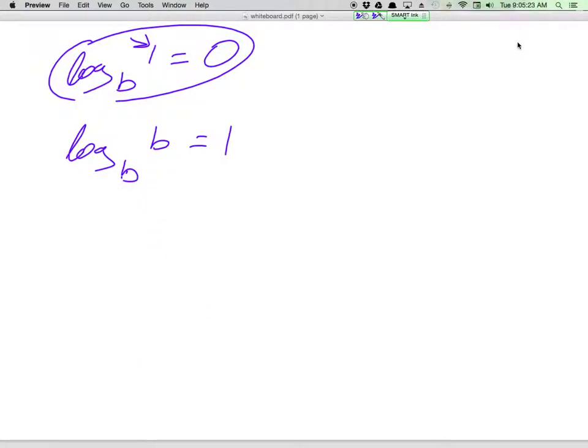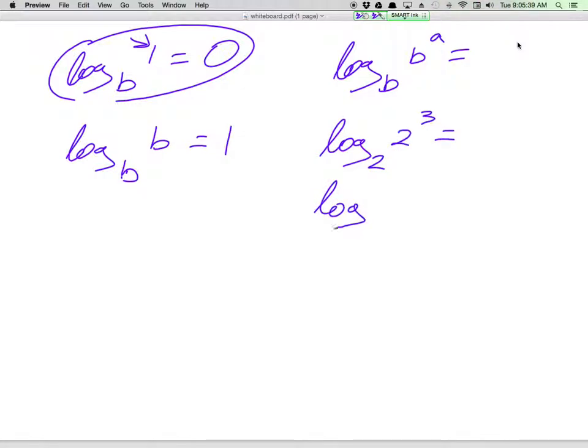Alright, next one. Okay, this one is log base b of b to the a power. So what it's asking is, if I have log base 2 of 2 to the third power, or something like log base 4 of 4 to the fifth power, what would those equal?